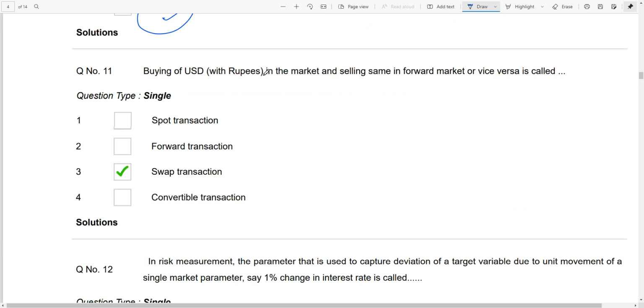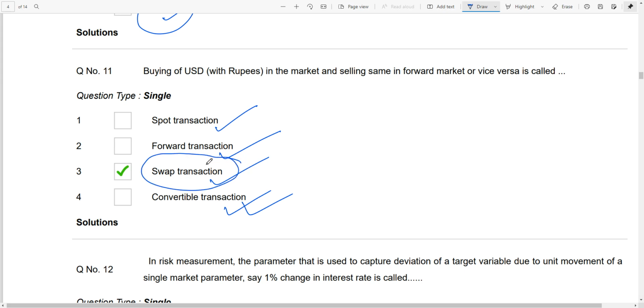Buying of USD in the market and selling same in foreign market or vice versa is called spot transaction, forward transaction, swap transaction, convertible transaction. See, swap transactions are two transactions, means buy and sell.